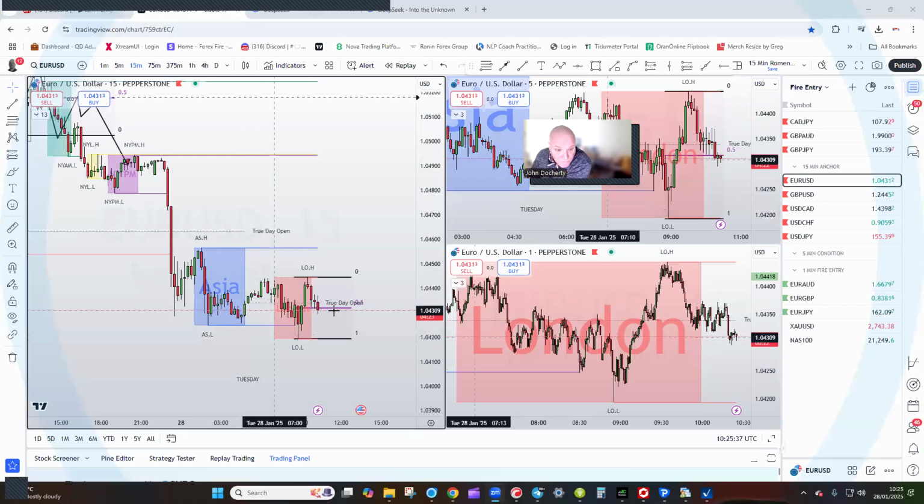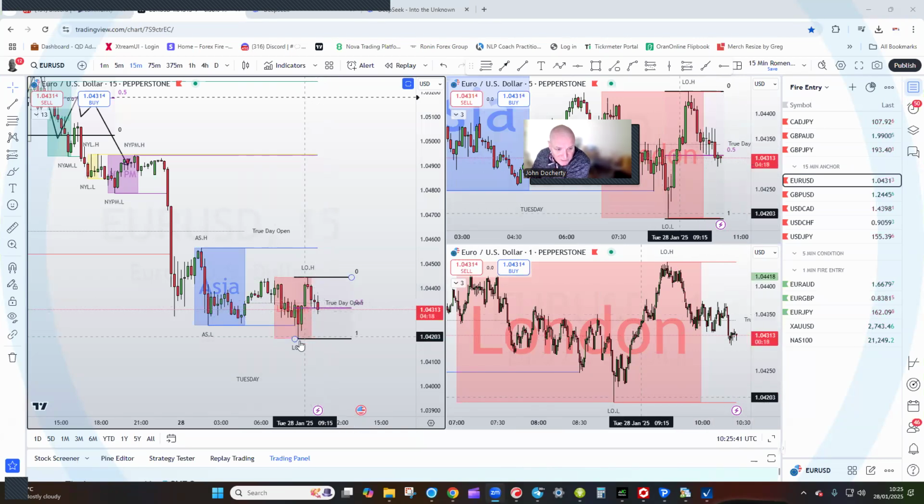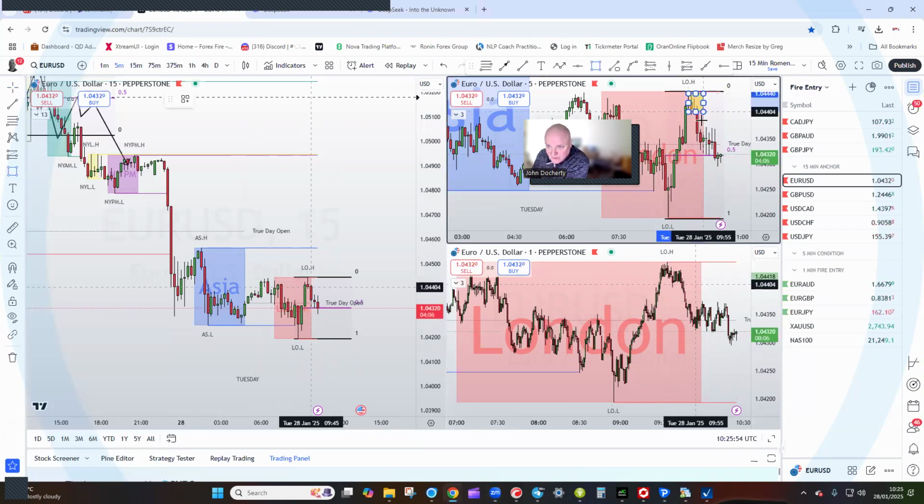Right, guys, so we've had a touch into the 50% of the anchor, because we swept the Asian. We can see here from the high down to the 50% on the condition side. We can clearly see that there is separation candles. There's several of them there.